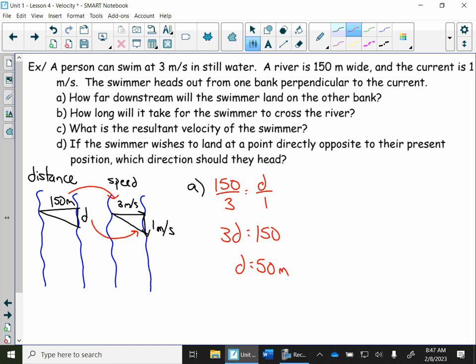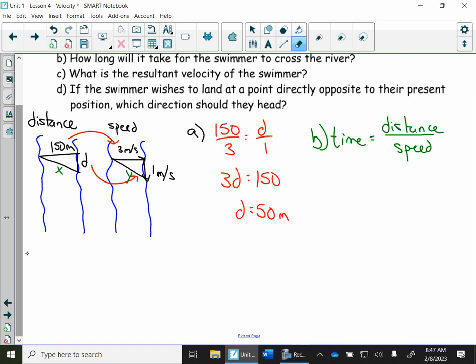Part B, how long will it take for the swimmer to cross the river? Well, time. How do I find time? Time is always equal to my distance divided by my speed. That's always true. How far do you have to go and how fast are you going? Well, you can figure out how long it's going to take you. But technically, we don't have those things right now. We don't know the distance they end up swimming, that would be this. We don't know how fast they're actually going across the river, that would be this. But we can find those.